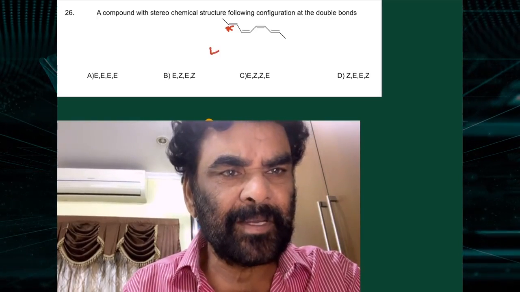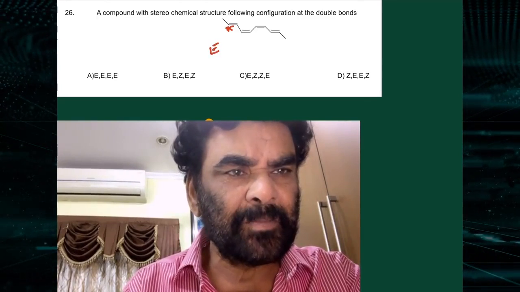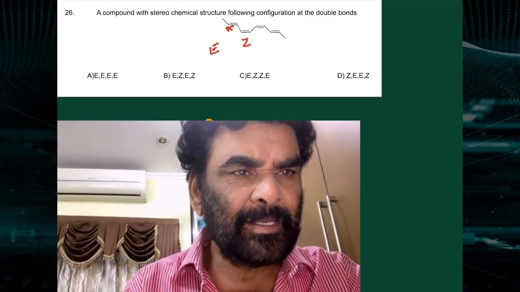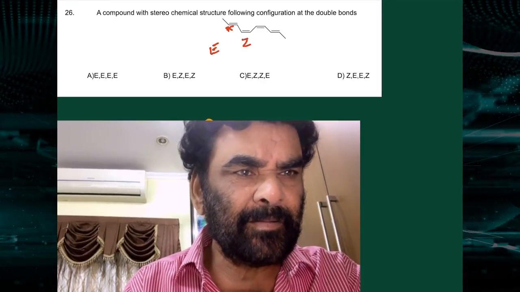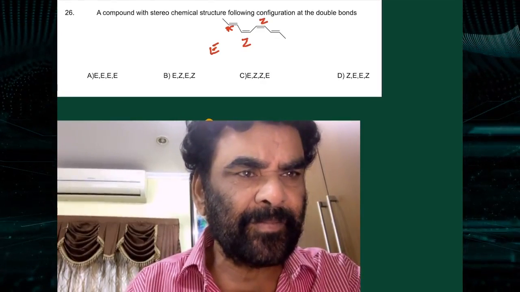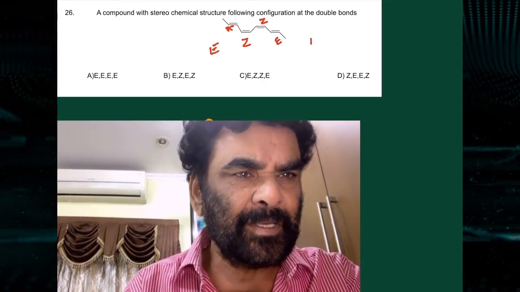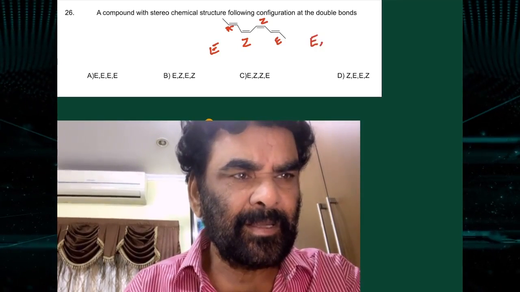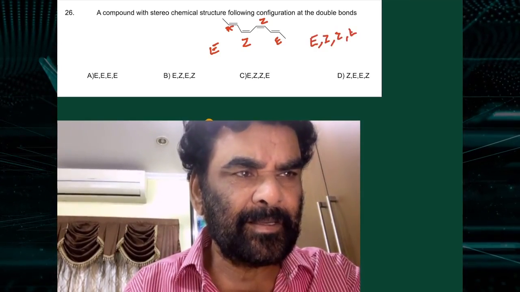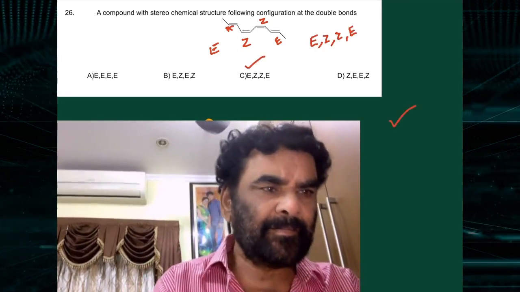The first one is E. The second one is on the same side, that is Z notation. This again is on one side, that is Z notation. This is E notation. So now it is E, Z, Z, E, that is C is correct.